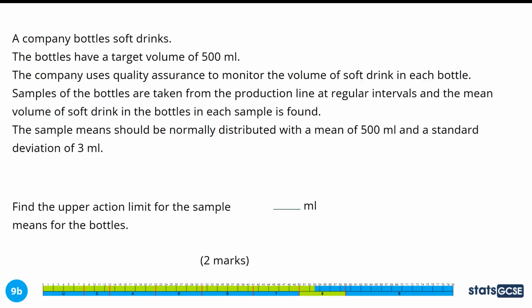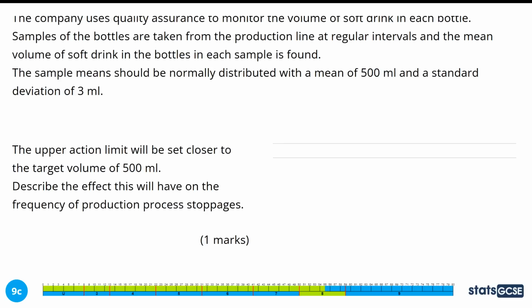Find the upper action limit for the sample means for the bottles. The upper action limit is 3 standard deviations above the mean. So we get the mean, which is 500, and then we add 3 lots of the standard deviation. So it's going to be 509. So it'd be 509 millilitres. The upper action limit will be set closer to the target volume of 500 millilitres. Describe the effect this will have on the frequency of production process stoppages.